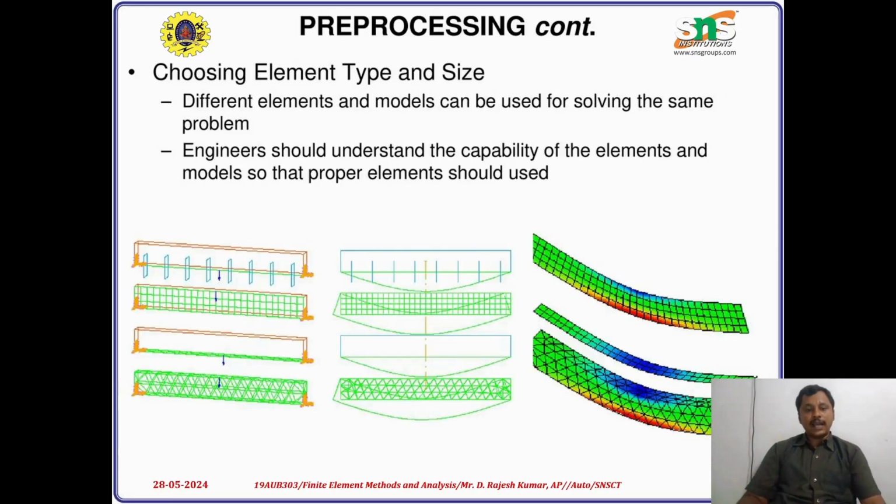Next is choosing the element size and type. Different elements and mesh models can be used for solving the same problem. Engineers should understand the capability of the elements and models so that the proper elements are used.